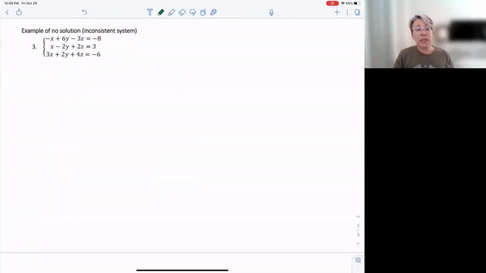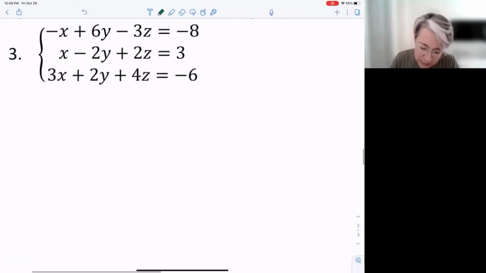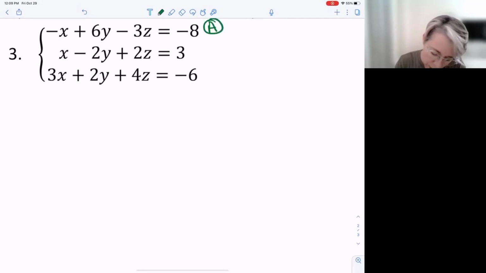Our last example is an example where there's no solution. It's an inconsistent system. So our first equation here, negative x plus 6y minus 3z equals a negative 8. We'll call that equation A. X minus 2y plus 2z equals 3 is equation B. And 3x plus 2y plus 4z equals a negative 6 is our equation C.